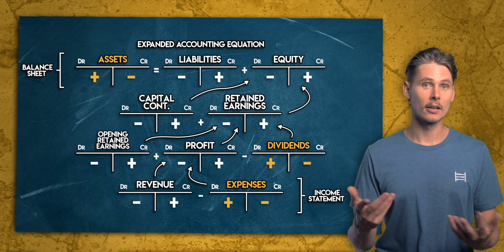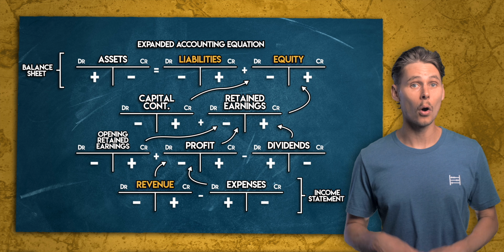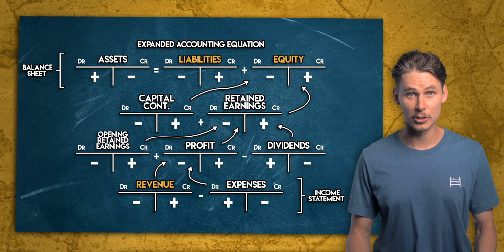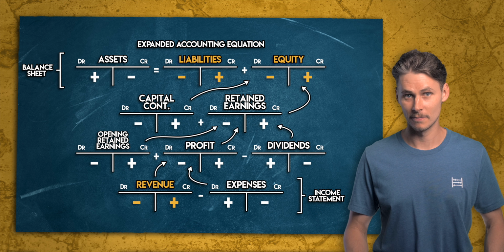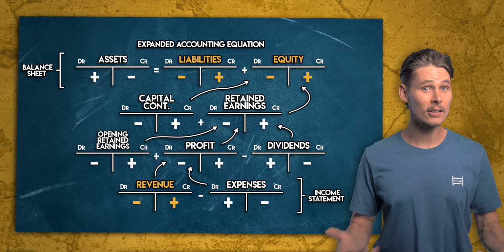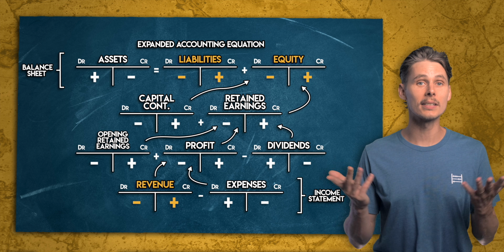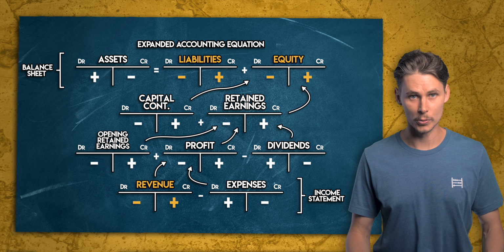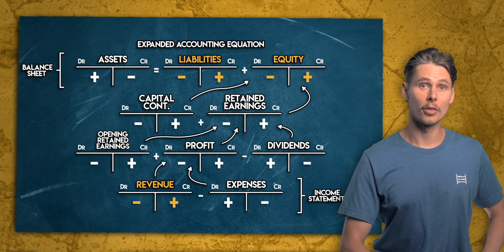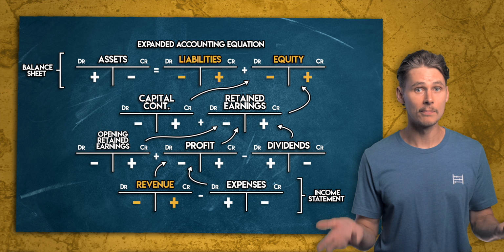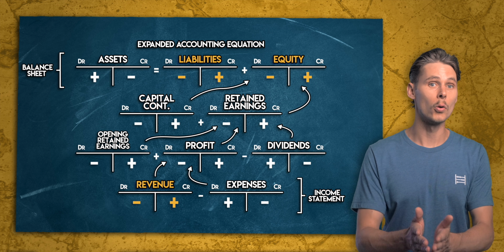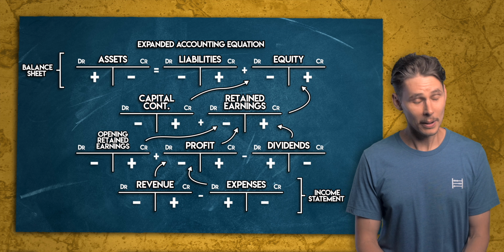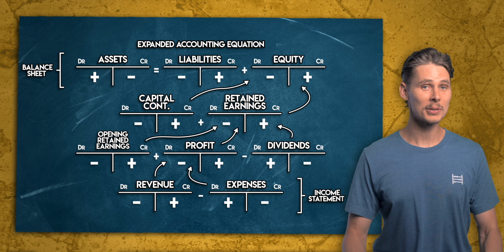On the other hand, liabilities, equity, and revenue are all normal credit accounts. They increase when credited and decrease when debited. They're normal credit accounts because an increase in any of them increases the stuff that a business owes. Liabilities are owed to third parties, whereas equity and revenue, which is a component of equity, is owed back to the owners of the business. That, my friend, is the expanded accounting equation.